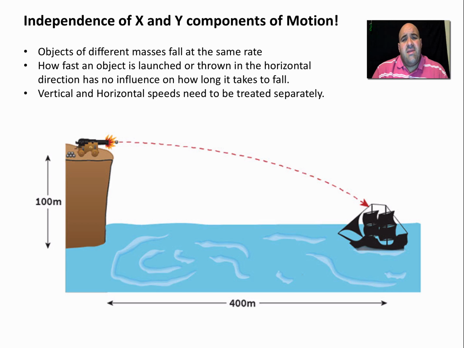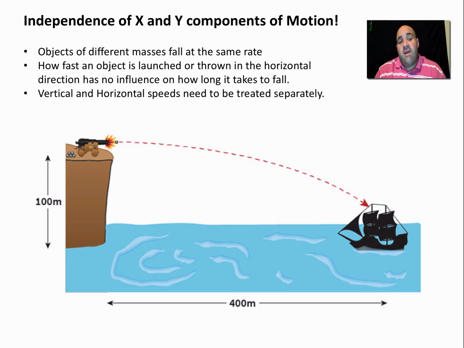So really the importance of this slide is the independence of the X and Y components of motion. We have some typically what would be considered notes here. You can copy these down, pause the screencast. We know that objects of different masses fall at the same rate. If you drop a bowling ball and a marble at the same time, they hit the ground at the same time. We've seen that earlier in the year.